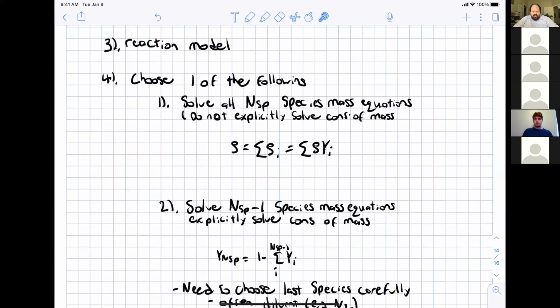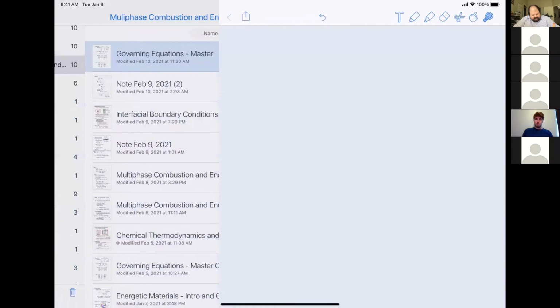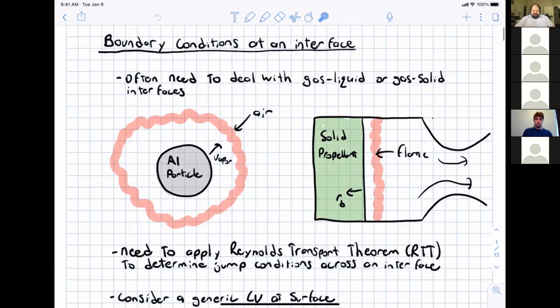Okay, so we will get started real quick. We know the governing equations. Now we need to discuss what are called interfacial boundary conditions, because then we know how to handle the equations. Since this is multi-phase combustion, we need to know what happens at material interfaces. In combustion, we often are concerned with gas-liquid interfaces or gas-solid interfaces.